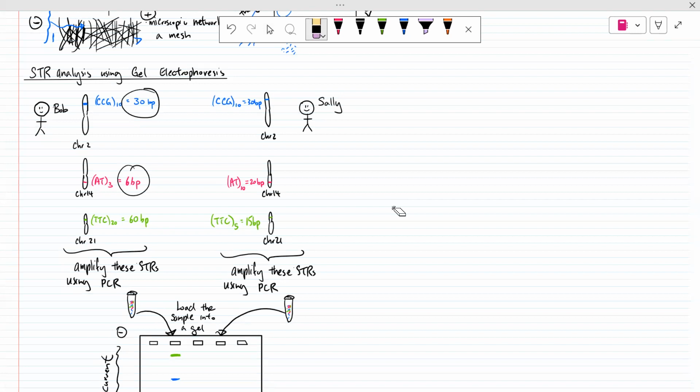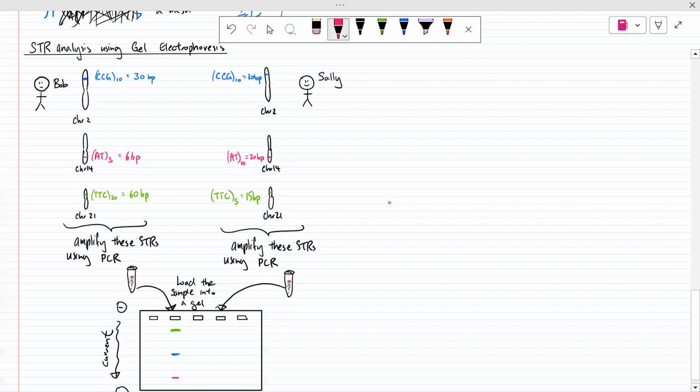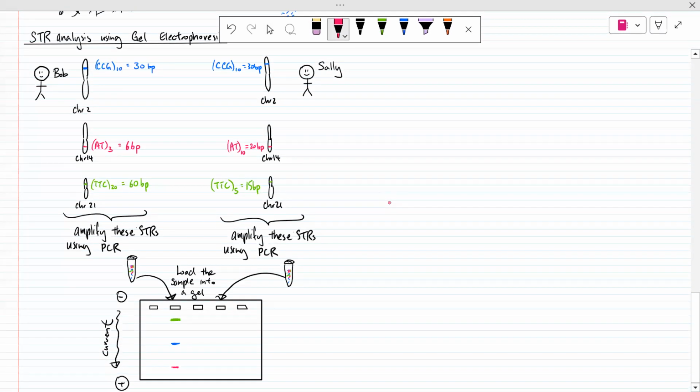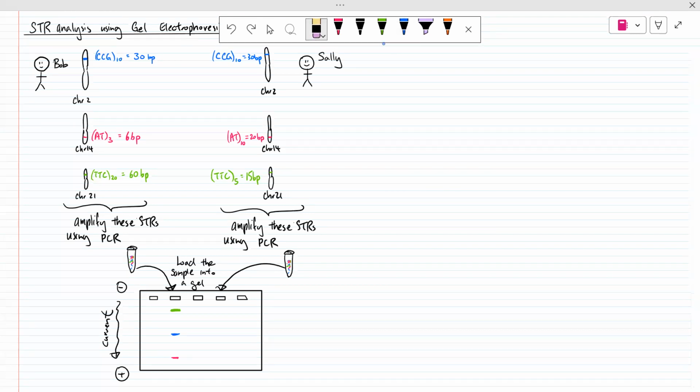All right, let's take a look at Sally. Okay, Sally. Which one is going to be closest to the top for Sally? That's right, because the blue is the longest one, right? But it's not going to be all the way up here, because now we have a reference to compare it to, right? Like this is the 30 in Bob's, so I should see the same band at the same location for Sally.